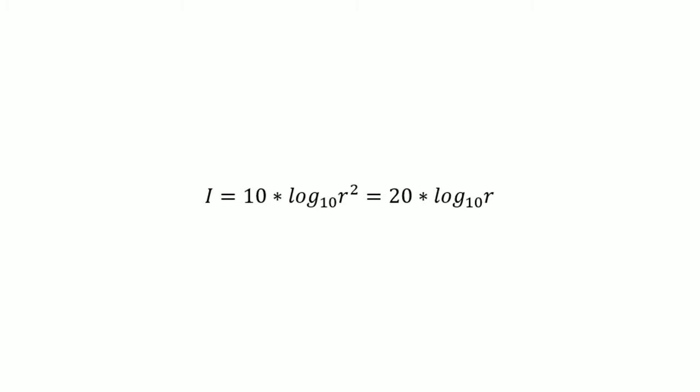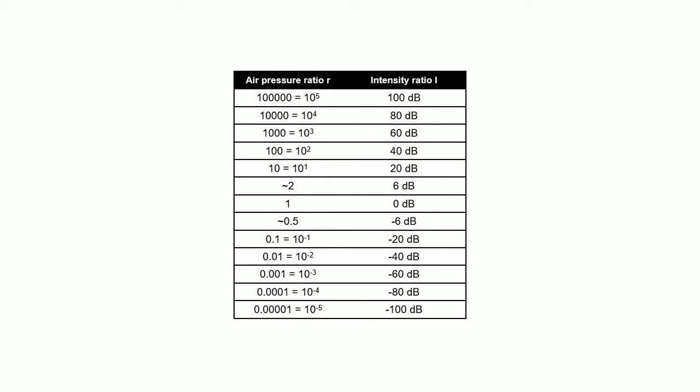How does that work? Well, imagine the pressure ratio R of 100,000. Since 100,000 is 10 to the 5, the log function yields 5, and the decibel value will be 20 times 5, which is 100 dB. For example, if the pressure at some location is 100,000 times larger than that at some other location, we will say that there is a 100 decibel difference in pressure.